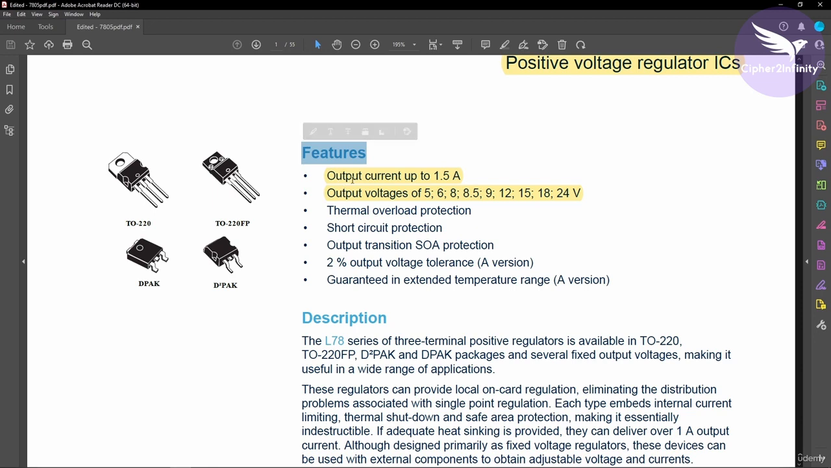So the first feature is output current up to 1.5 amperes. As per our power budget calculation, the power supply circuit that we are going to design should be capable of providing 422 milliamperes on the output side. And the IC that we have selected is providing 1.5 amperes on the output side, which is greater than the required current rating. That's the reason this IC is suitable for our application.